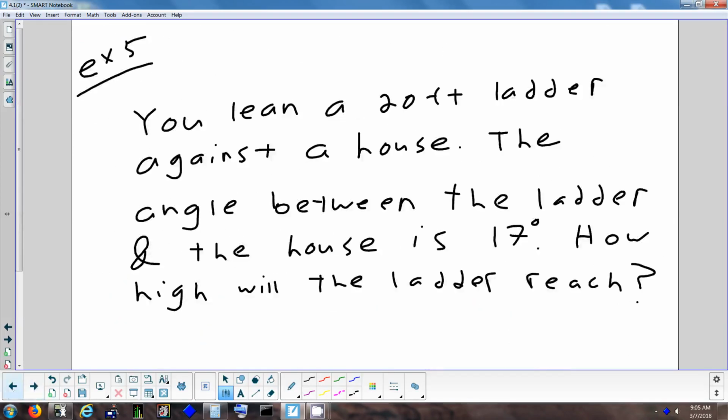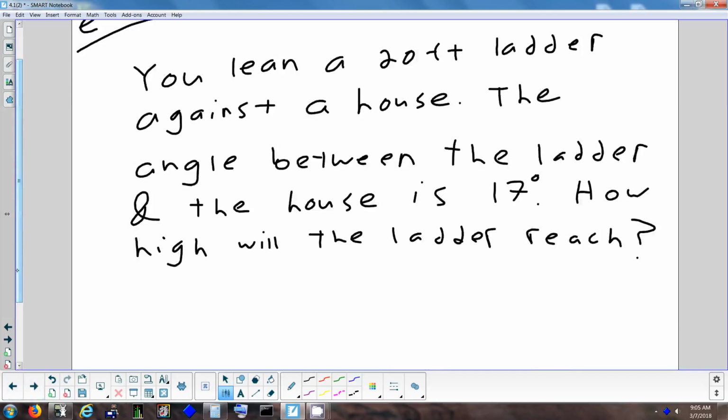Let's finish up with a word problem. It says you're leaning a 20-foot ladder against a house. The angle between the ladder and the house is 17 degrees. How high will the ladder reach? Not how high you can reach, because maybe you're standing and you're a little higher than the ladder. Just pretend, where's the top of the ladder?